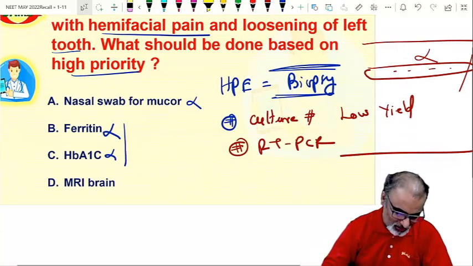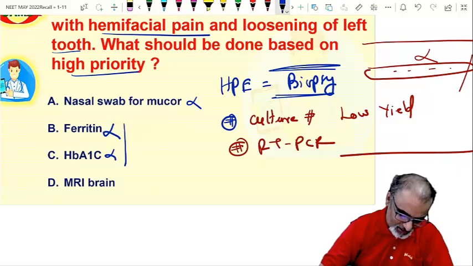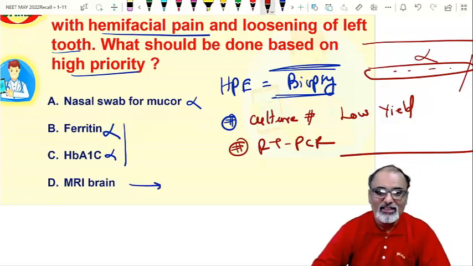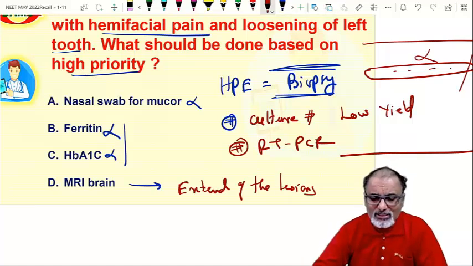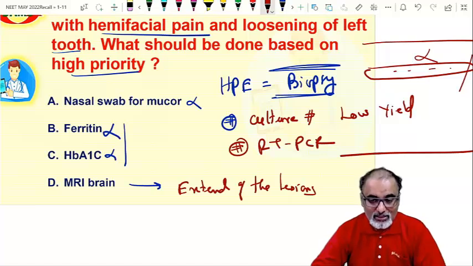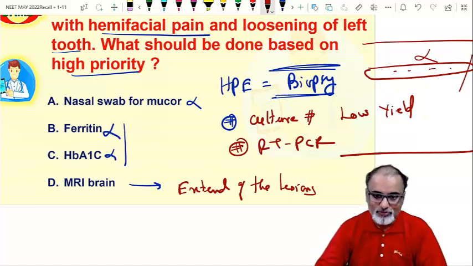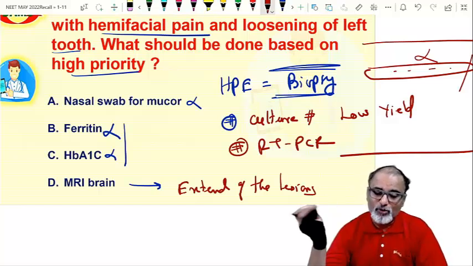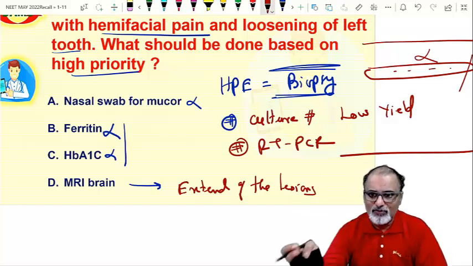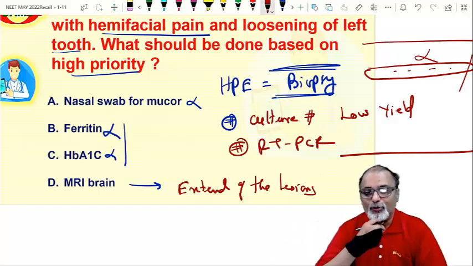Second, we can go for MRI brain or CT brain. MRI is best compared with CT. It will tell the extent of the lesions. We can't 100% confirm the diagnosis with the help of MRI brain, but it gives more value. It's very easy. Except RT-PCR, other tests will take time. Culture takes 2 or 3 days, even biopsy we need to process. But MRI brain, within 1 or 2 hours, you can get the report.